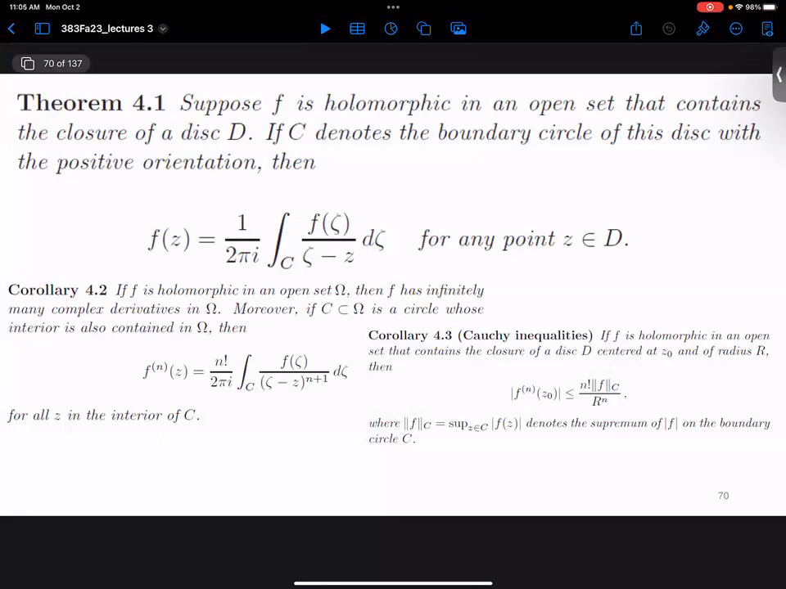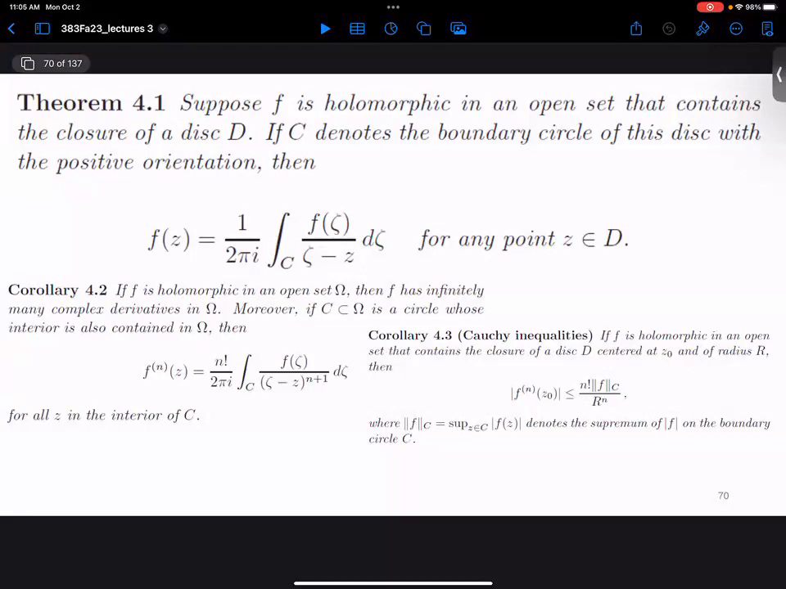One was that we can calculate the derivative of f, and we also have an integral representation. And what you might notice is that the power of the zeta minus z down below is 1 higher than the derivative we're taking. And in fact, what we did up here is just a special case. It's just the n equals 0 case. And we talked about why that was true last time.